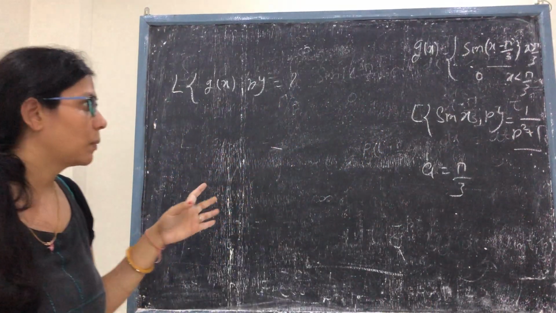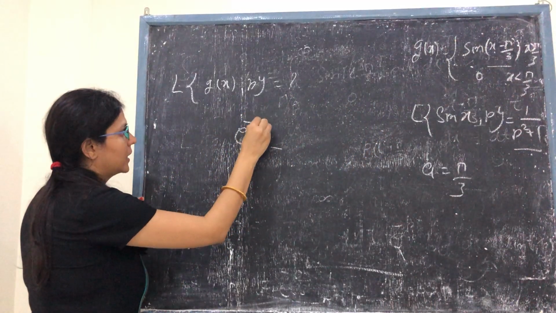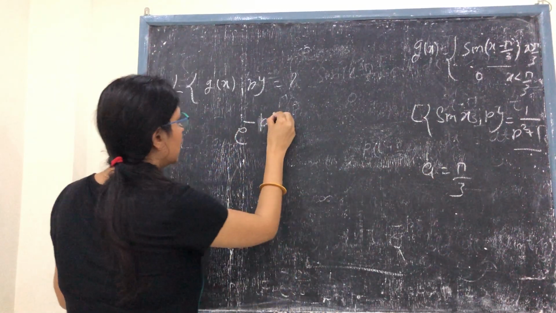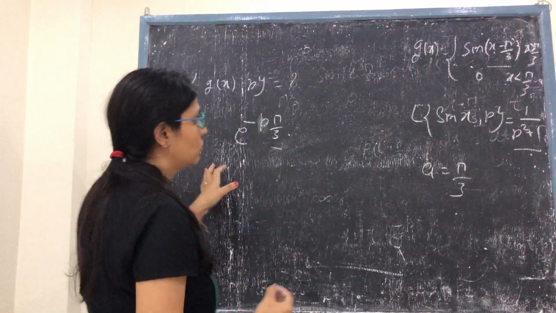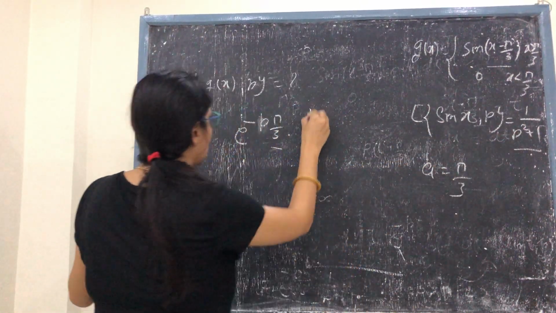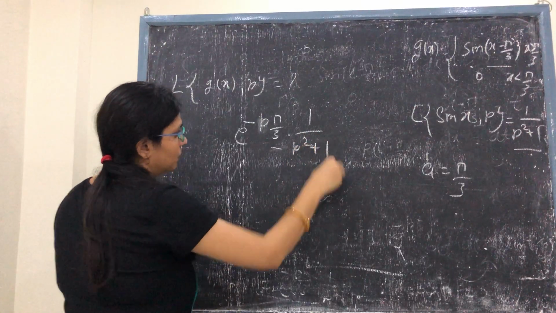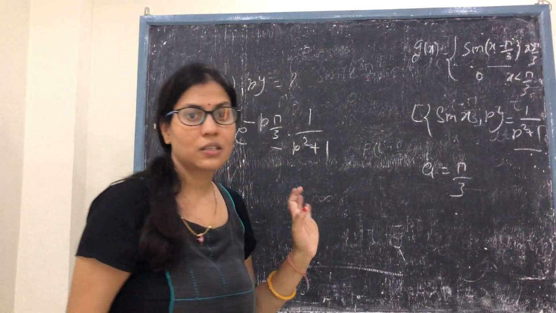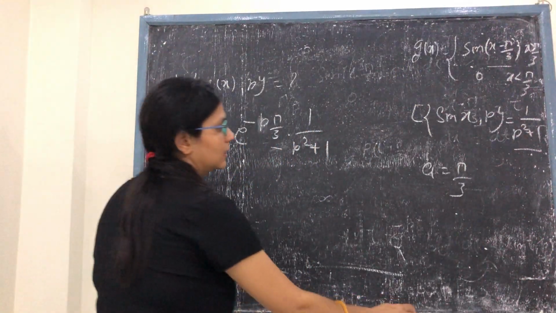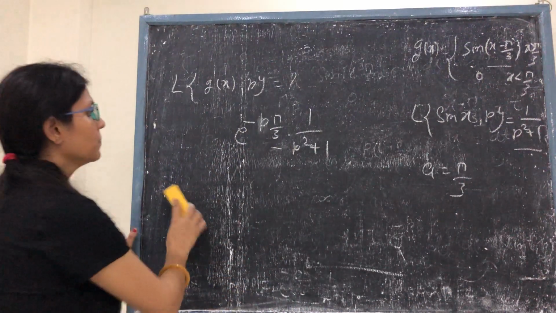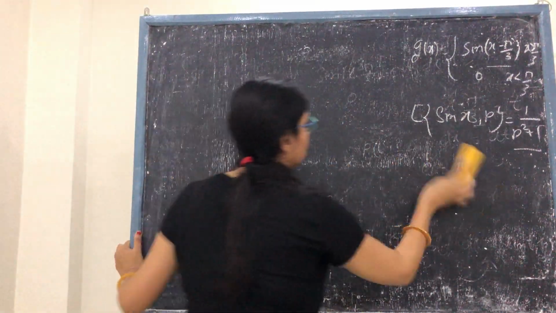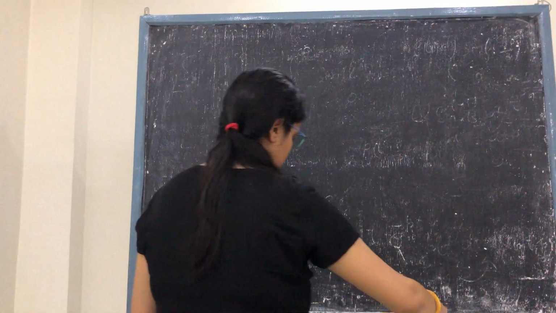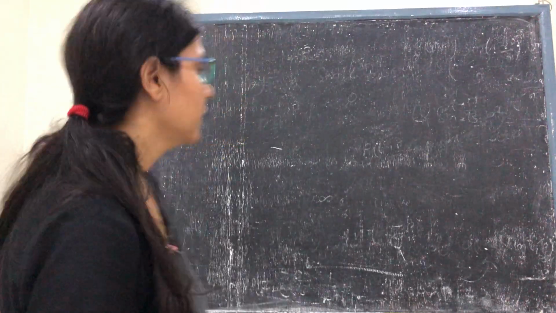If we use the second shifting property, it says e raised to the power minus ap, where a is pi by 3, times the Laplace transformation of the function f of x, which is 1 over p square plus 1. So using the second shifting property, solving this function is very easy. We can find the answer in a few seconds. Now we will prove the second shifting property.